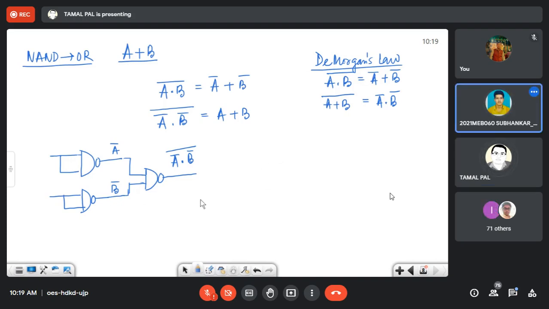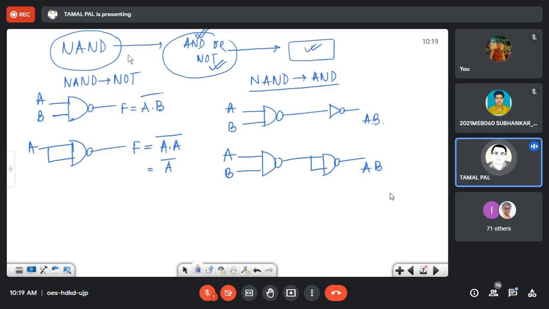Yes, sir. Okay. So from this expression, I think AND, OR, NOT, everything is available. So I can map NAND gate into any of the fundamental gates. As a result, if NAND gates are available, using a whole bunch of NAND gates, we can realize any logic expression. Okay, that's why it is called universal logic gates.